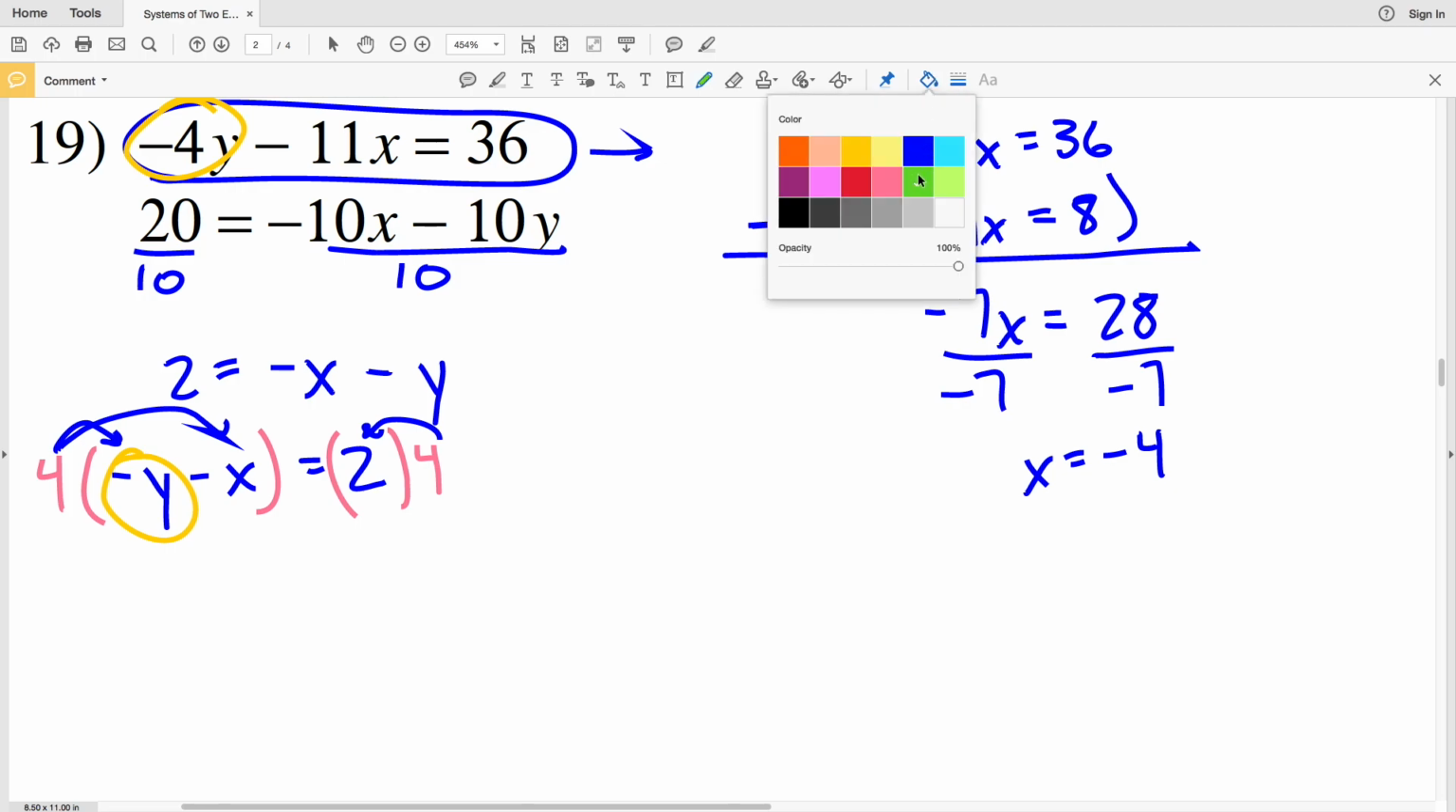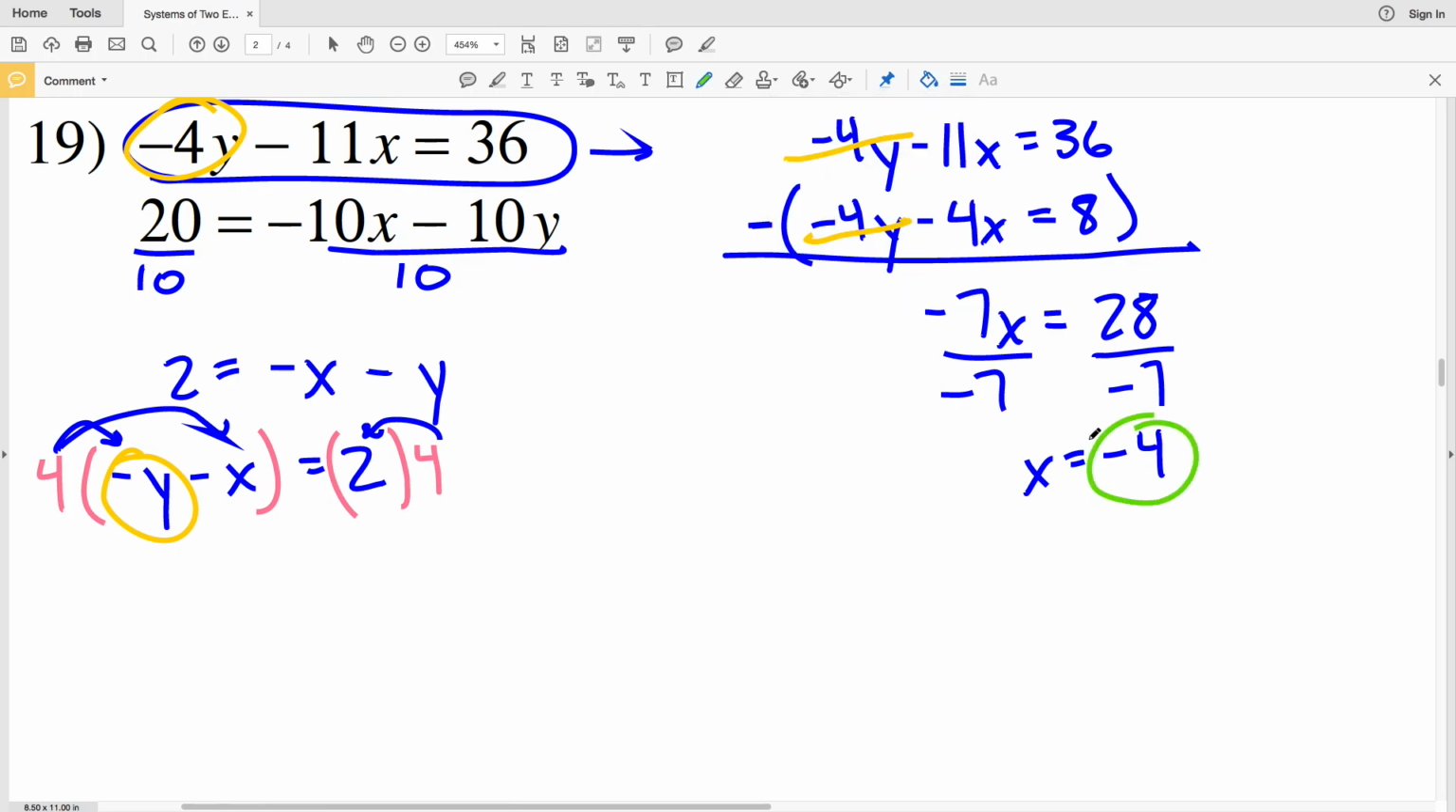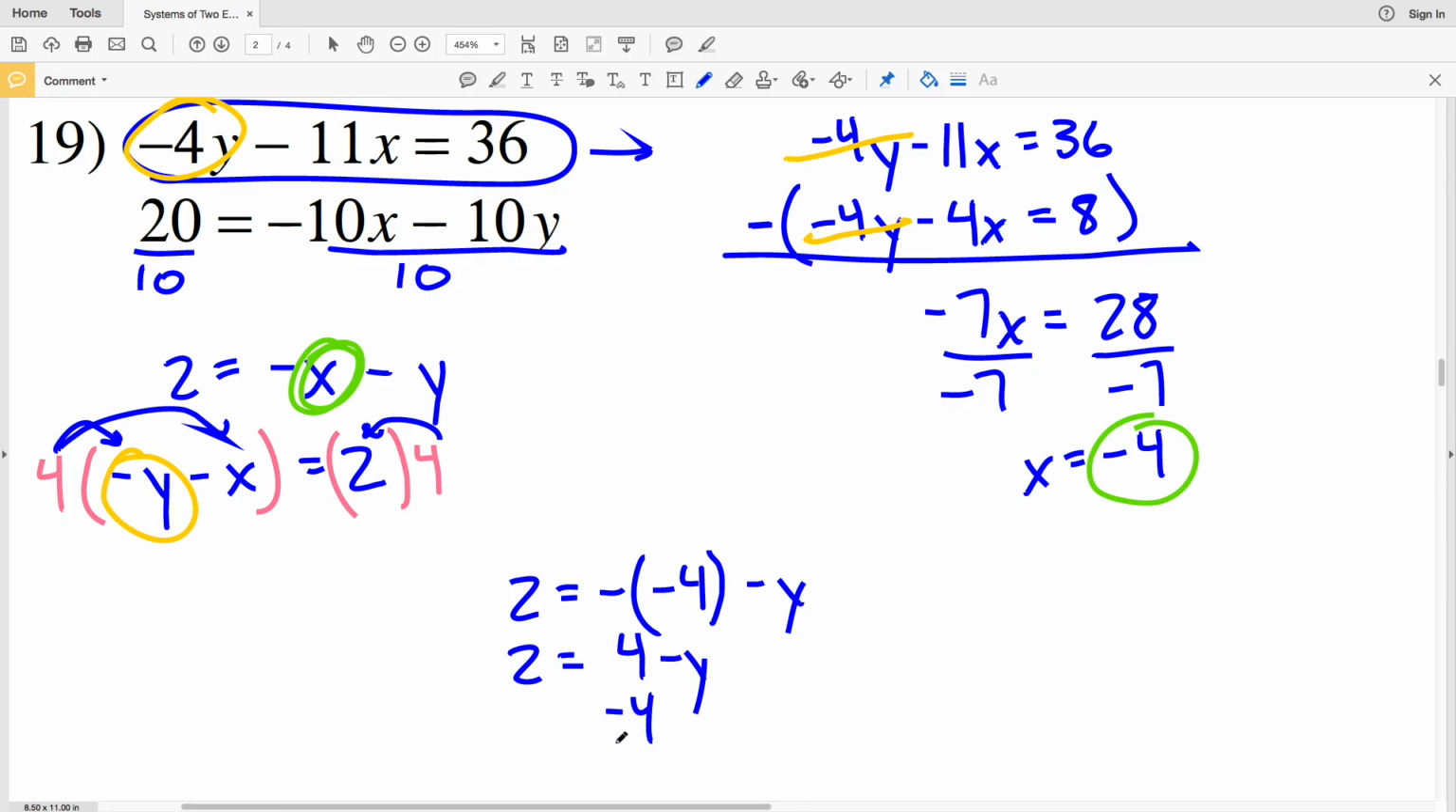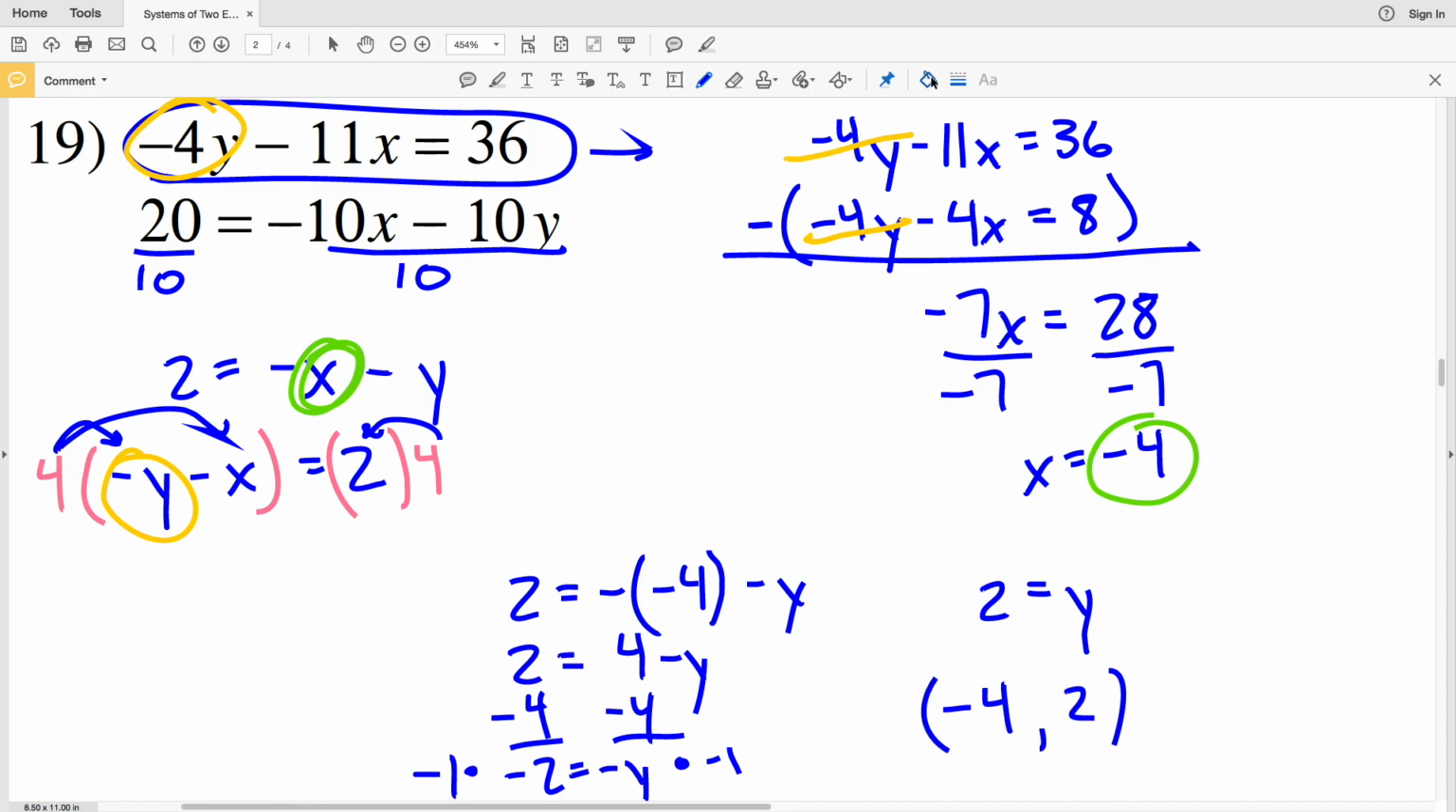And I can take that value of x, which is negative 4, and plug it in to any of my equations. Let's plug it in to that modified equation. So I'll have 2 equal to negative x, or the opposite of negative 4, minus y. So that's 2 equal to positive 4 minus y, which, if I subtract 4 from both sides, I'll get that negative 2 equals negative y, but I will need to multiply both sides by negative 1 in order to get that y to be positive. So I'll get that positive 2 is equal to a positive y. So negative 4 for x and 2 for y is my solution in number 19.